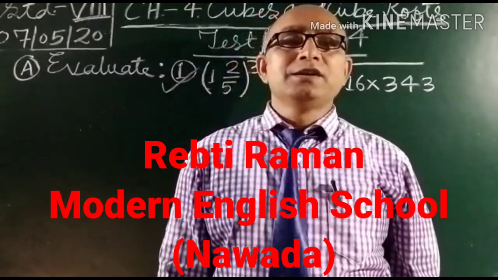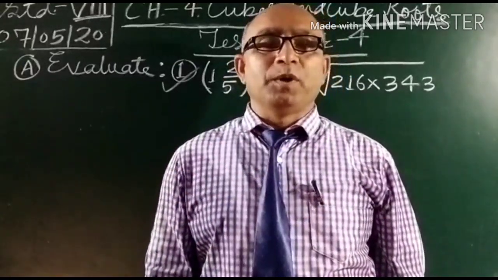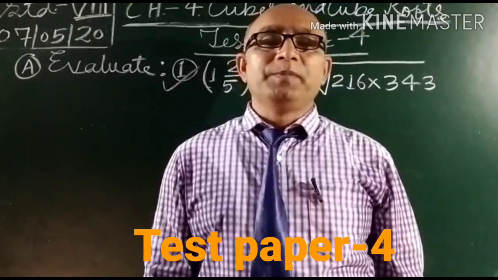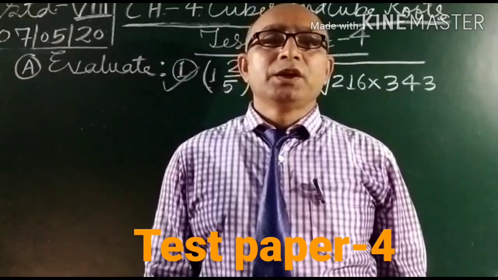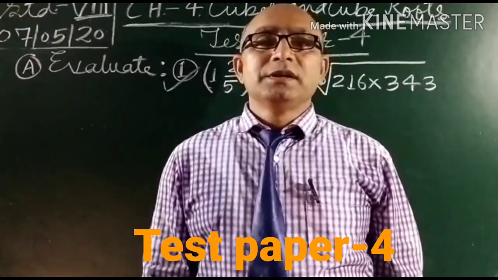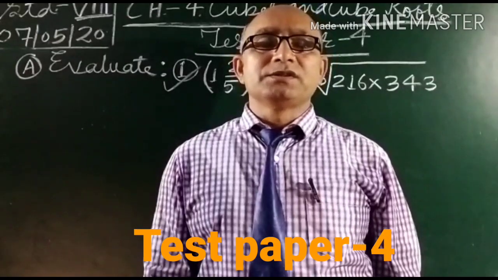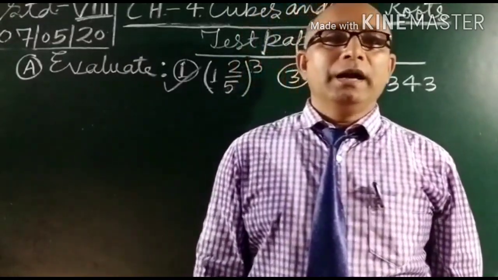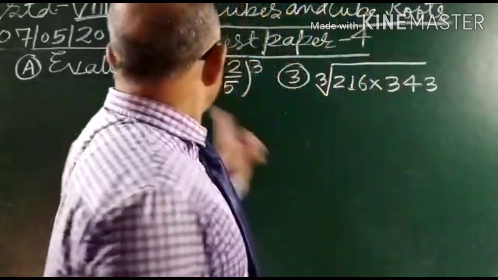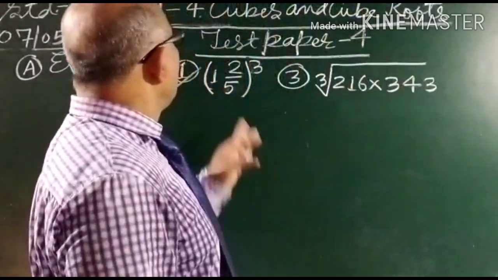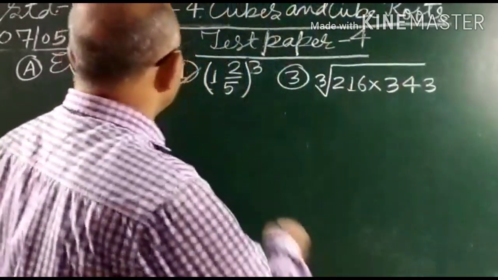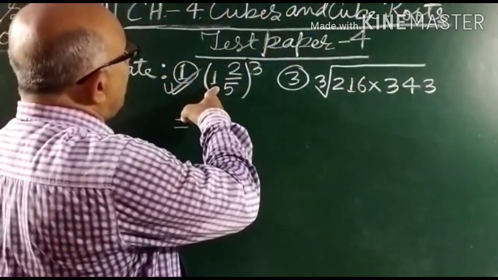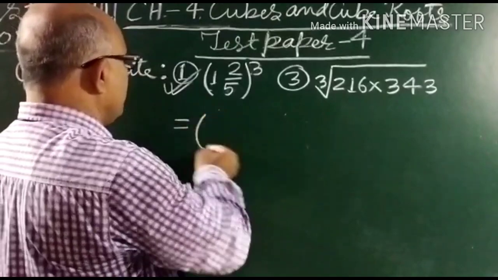Today, I shall solve some important problems of test paper 4, Chapter 4, Cubes and Cube Root. Students, write two important questions on this board: question number 1 and question number 3. Evaluate (1 whole 2 by 5) cube. The first question to solve is (1 whole 2 by 5) cube.